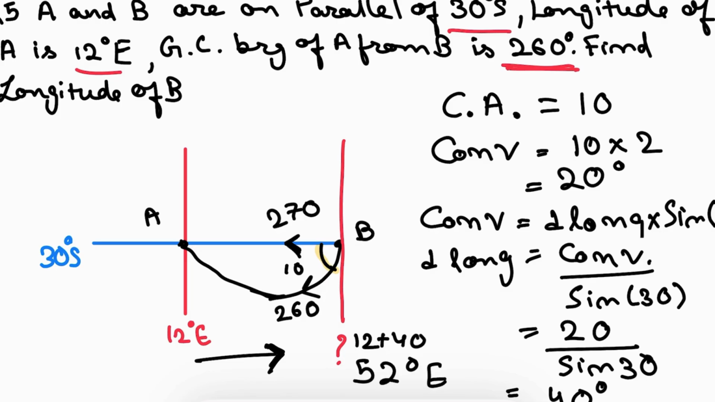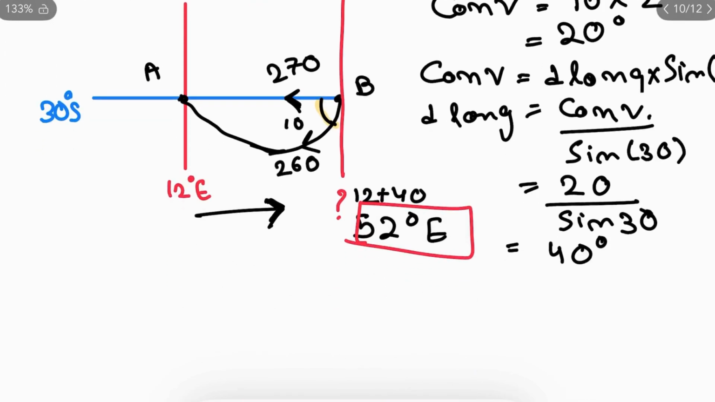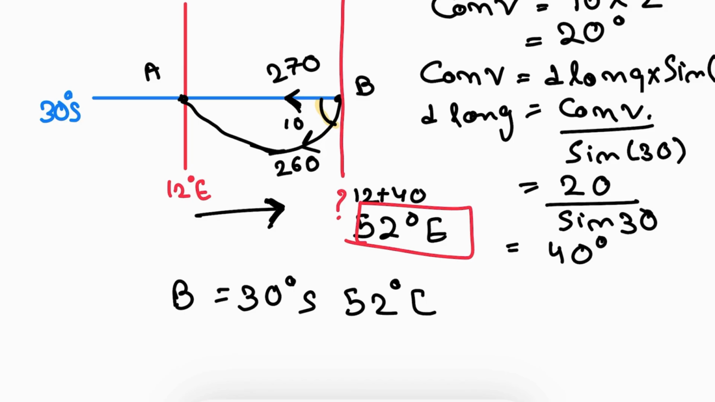So the longitude of B is 52 degrees east. So the point B is at 30 degrees south and 52 degrees east. So this is our answer.